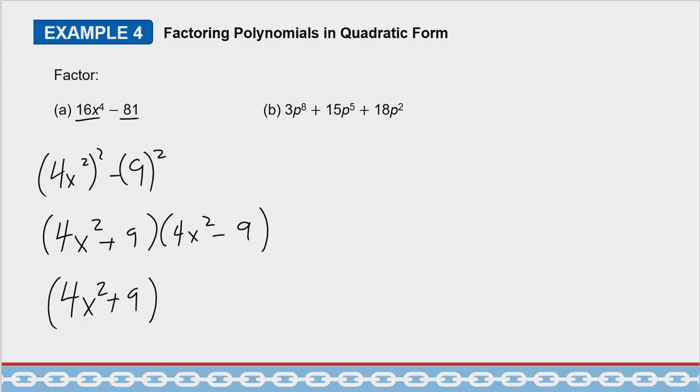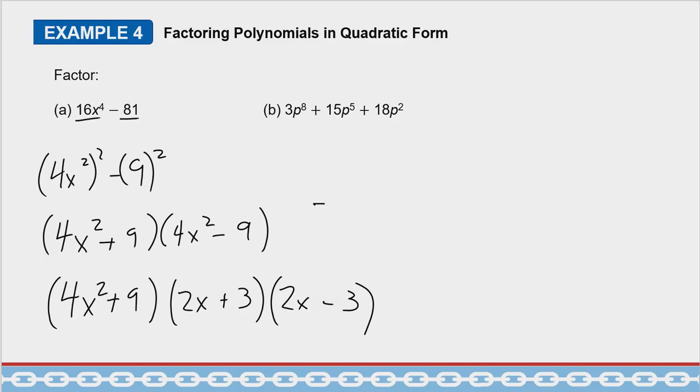However, over here, I can factor this further, right? 2x times 2x gives me the 4x squared. Plus 3 minus 3 is going to give me the negative 9 and is going to make my middle term cancel.